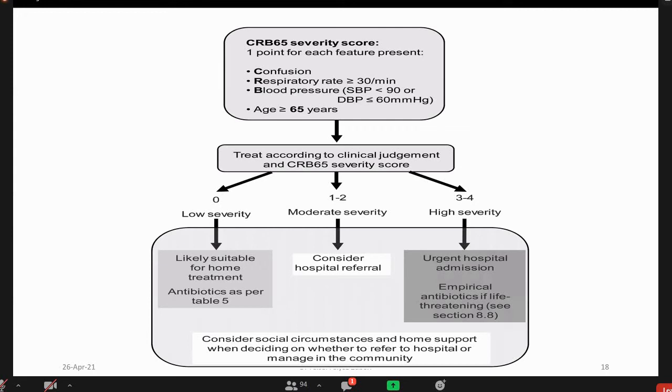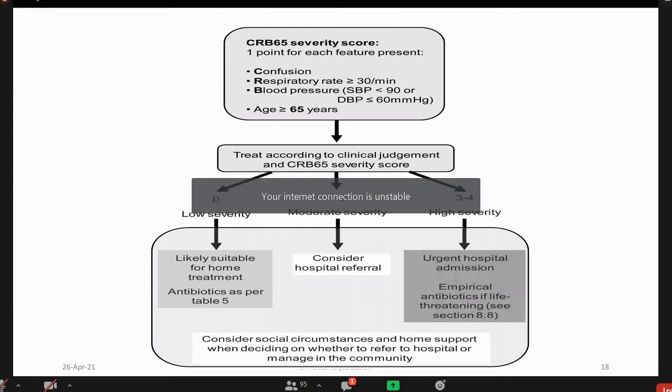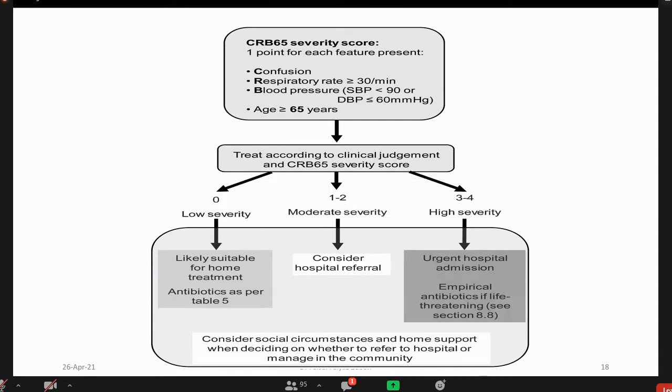The CRB65 score means C stands for confusion, R stands for respiratory rate, B stands for blood pressure, and 65 is the age. We give 1 point for each feature present. If confusion is present, we give 1 point. If respiratory rate is 30 and above, we give 1 point more. If blood pressure is systolic less than 90 or diastolic 60 or less, we give another point. And if age is 65 and above, we give another point.